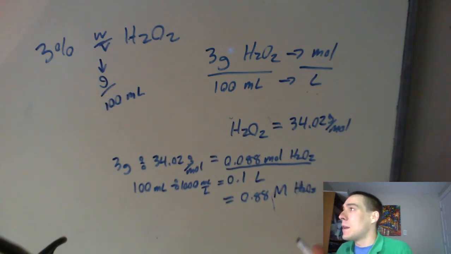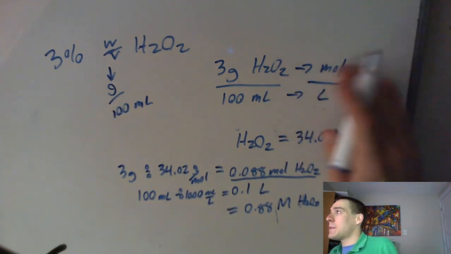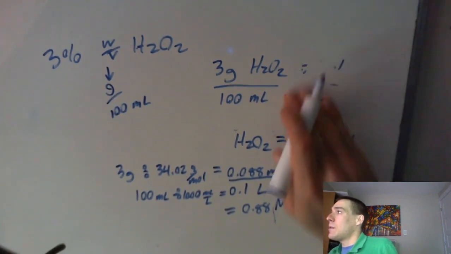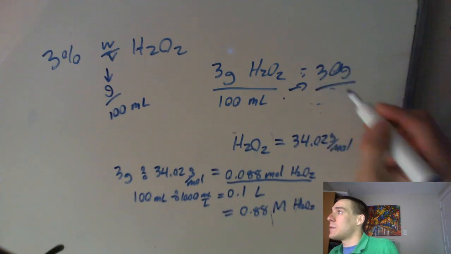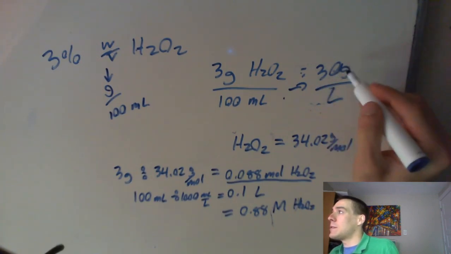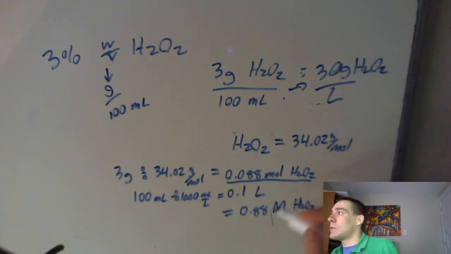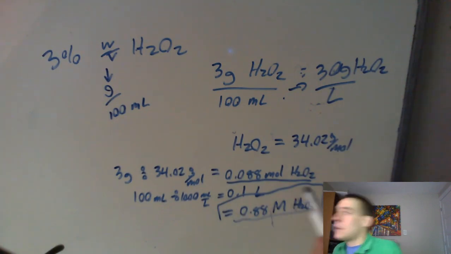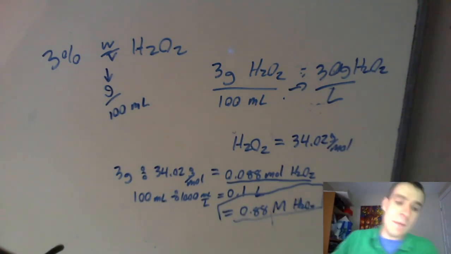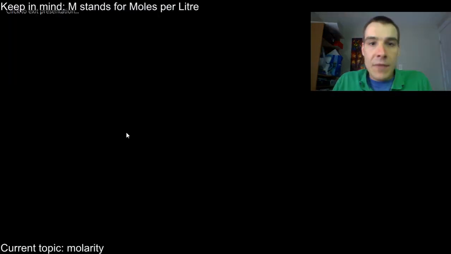Now the other option is, if you're a little bit clever, you can go, well, if it's 3 grams per 100 mils, it would be 30 grams per liter, because 100 mils is 1/10 of a liter. And then you just work out how much 30 grams of H2O2 is, and you get 0.88 moles. And you get the same answer. So that's our second practice problem. That's the end.